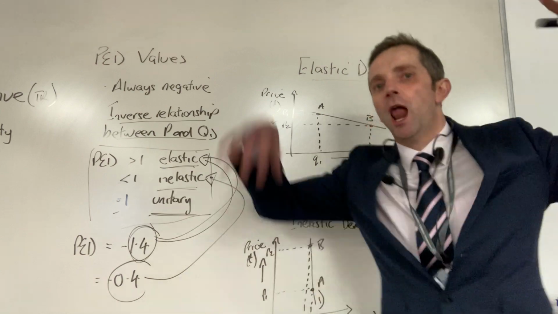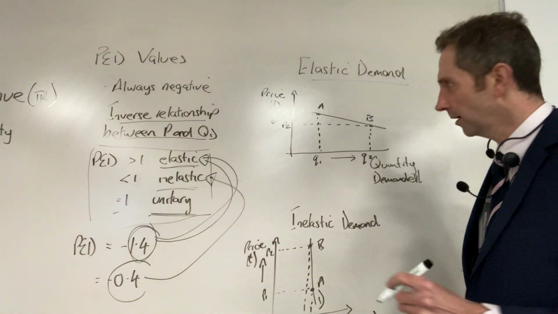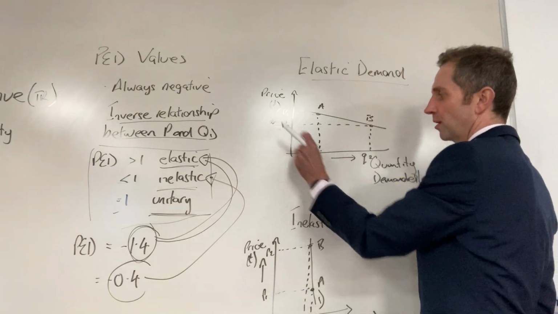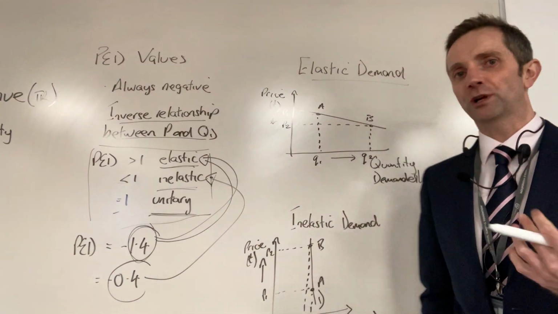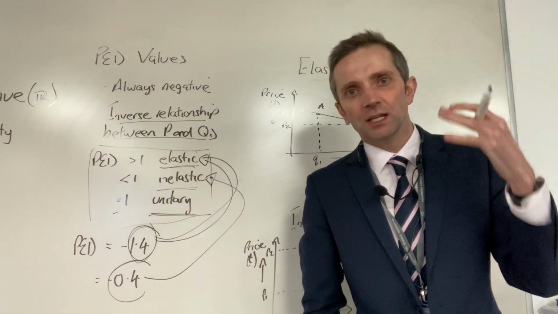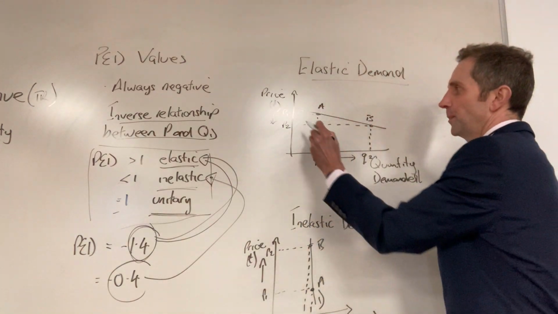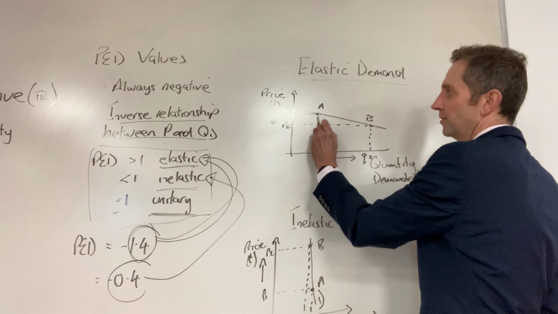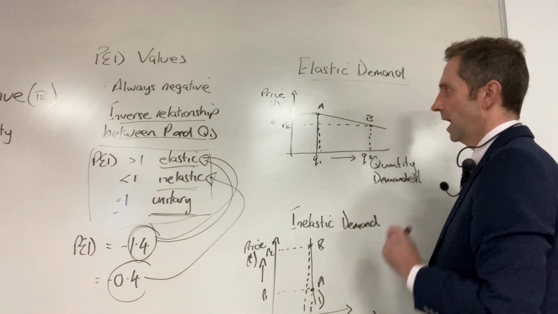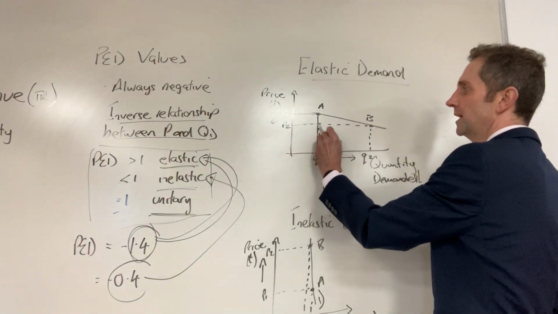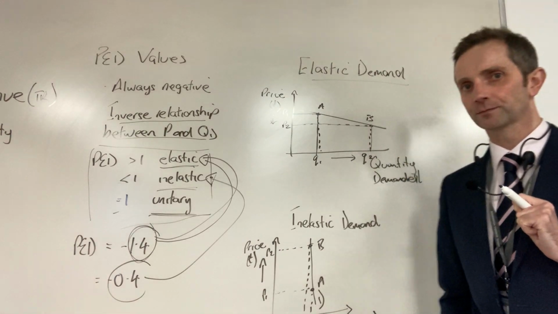Small change in price, large change in quantity demanded. And as you can see here, small change in price, large change in quantity demanded. Now the interesting thing to note here, ladies and gentlemen, is with regard to the revenue. So at P1, the revenue is P1Q1, so it's that rectangle. At P2, the revenue is P2Q2, so it's that much bigger rectangle.